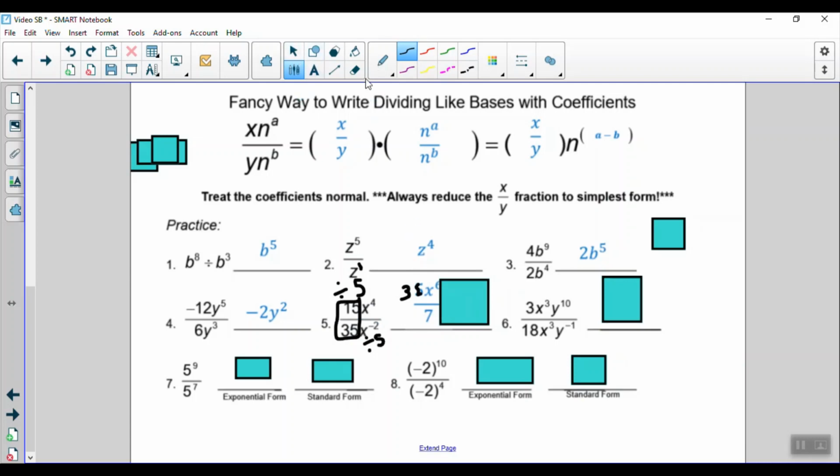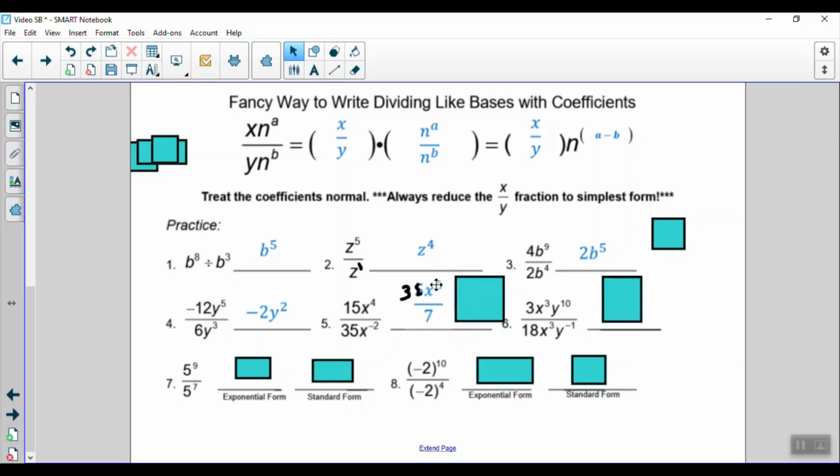And then our exponents, we're going to subtract. We've got to be careful here. We have a negative. 4 minus negative 2 is positive 6. Minus minus becomes a plus. So 4 minus 2 is 6. And that's a positive exponent, so we put it on top of our fraction. Okay, so we simplified our fraction, 3/7. We subtracted our exponents, and then we got x to the 6th on the top.